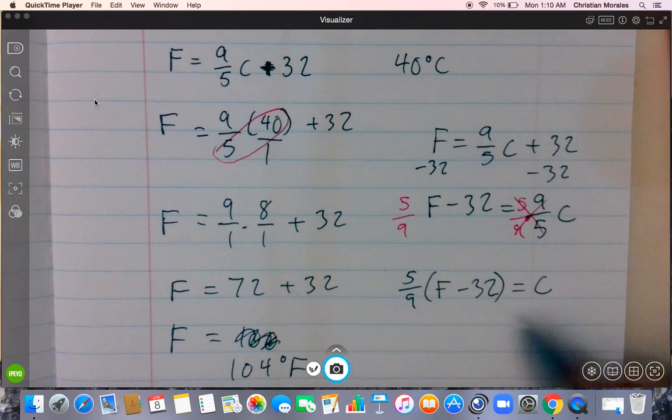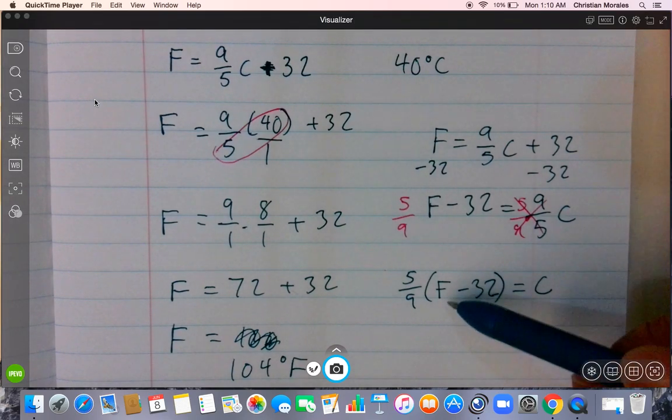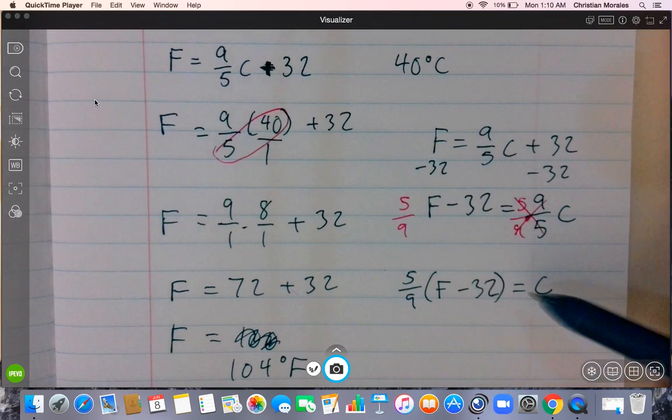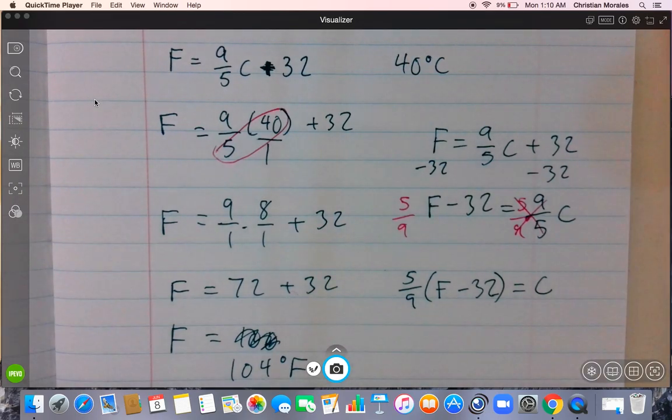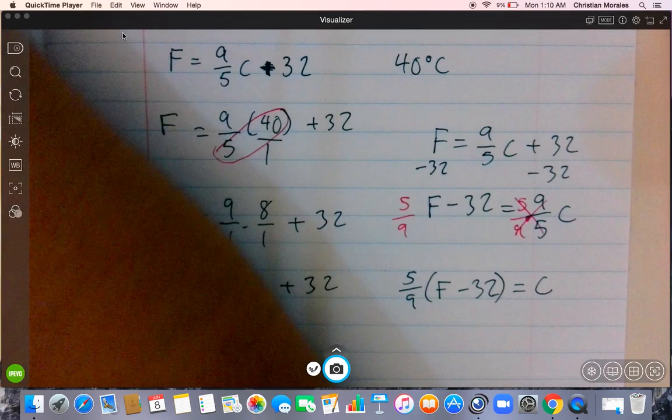In this formula, I would plug in my degrees in Fahrenheit, subtract, multiply, and it'll give me the temperature in Celsius. And guys, that's just some examples of formulas. Now there's a lot of different formulas, and you basically are using inverse operations and plugging in numbers to solve for them. And that's it.